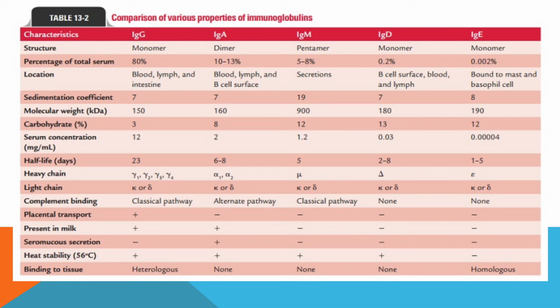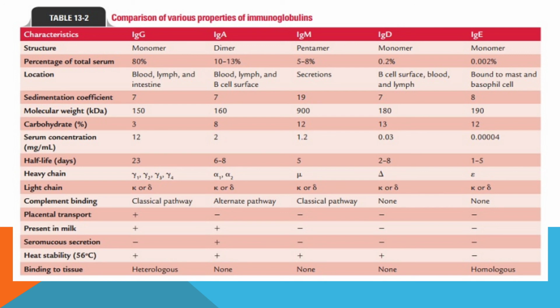0.002% of total serum. Coming to the location where these immunoglobulins are found. IgG is found in blood, lymph and intestine. IgA is found in blood, lymph and B cell surface, whereas IgM is found in secretions. IgD is found on B cell surface, blood and lymph. IgE is bound to mast cells and basophil cells.